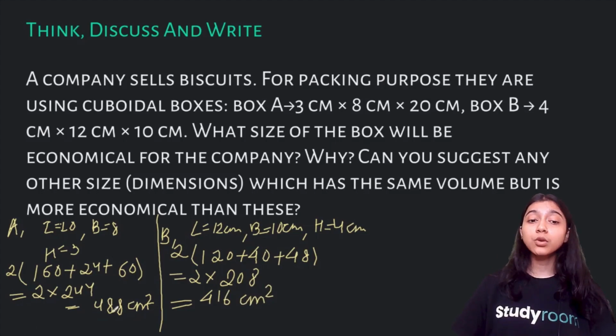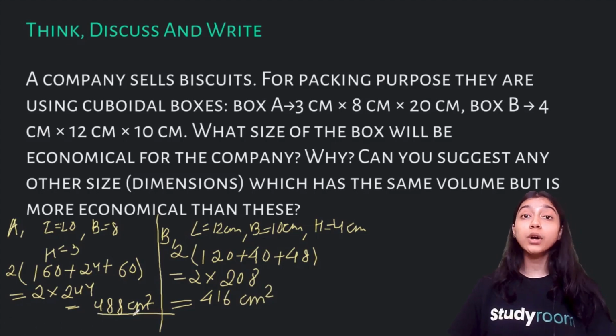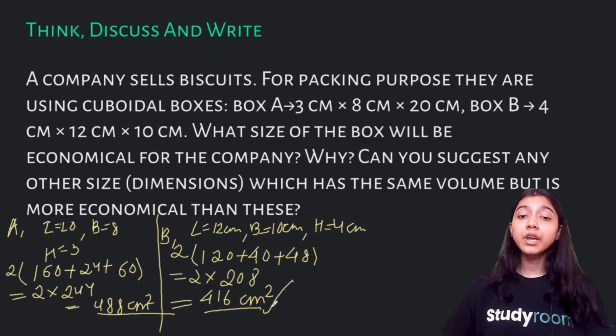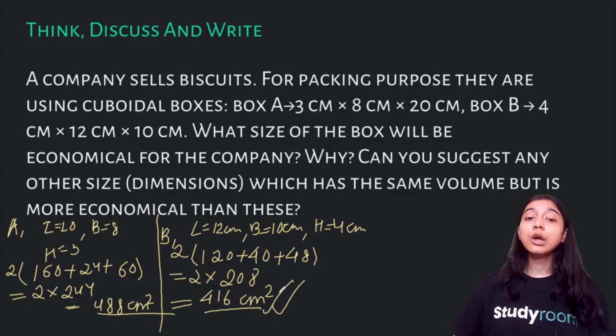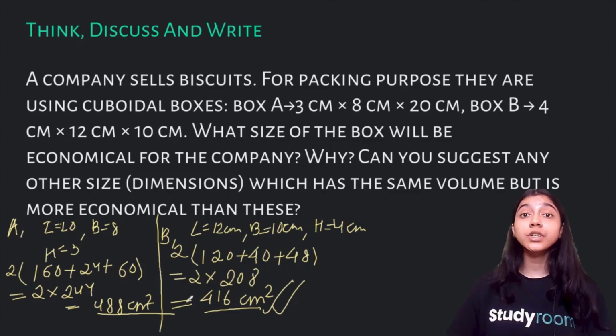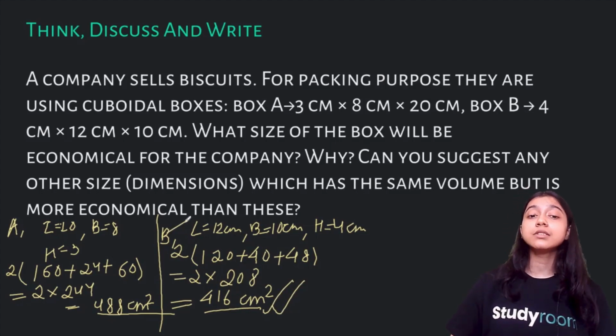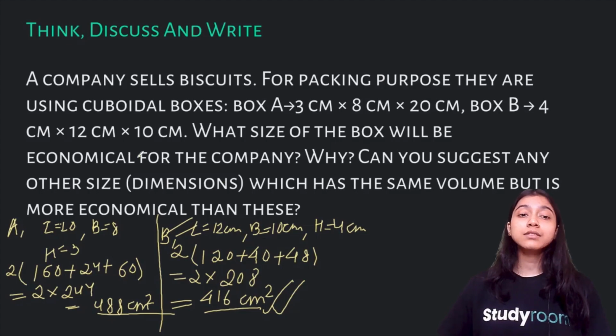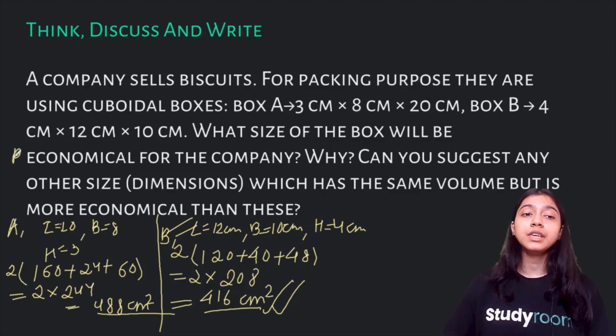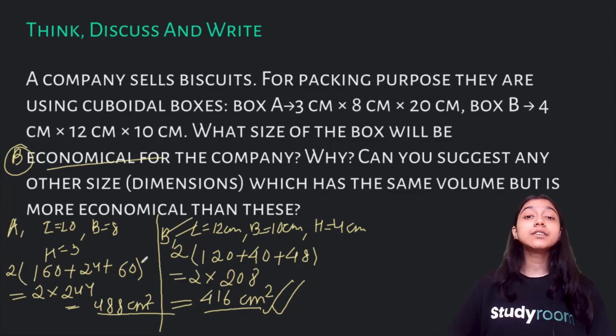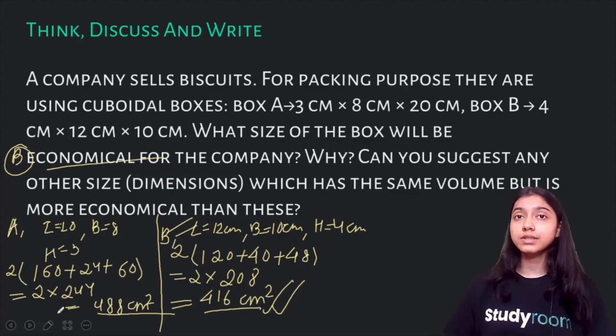So over here we can observe that the total surface area of box A is more than box B. So box B will be more economical to the company because it will be costing less for the company to make these box B. So the answer over here will be box B is more economical to the company. The reason will be that its total surface area is less than box A.